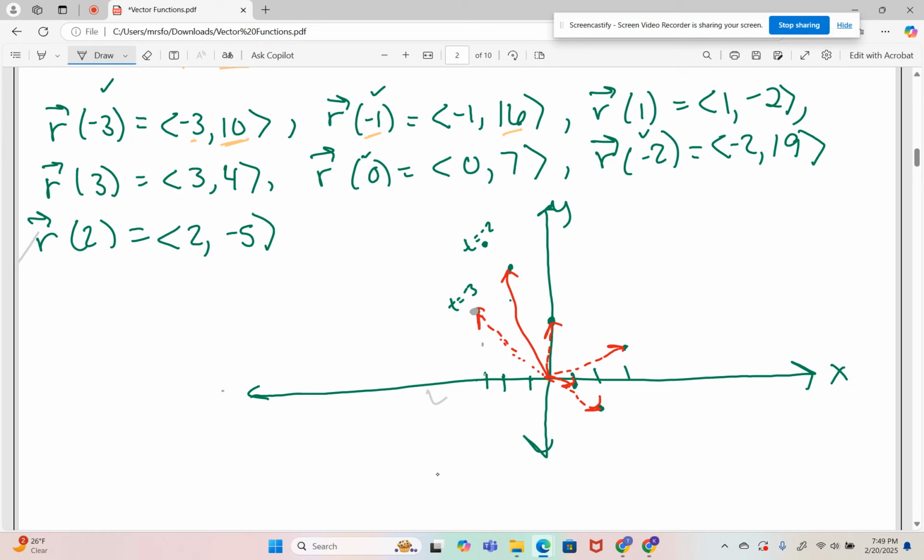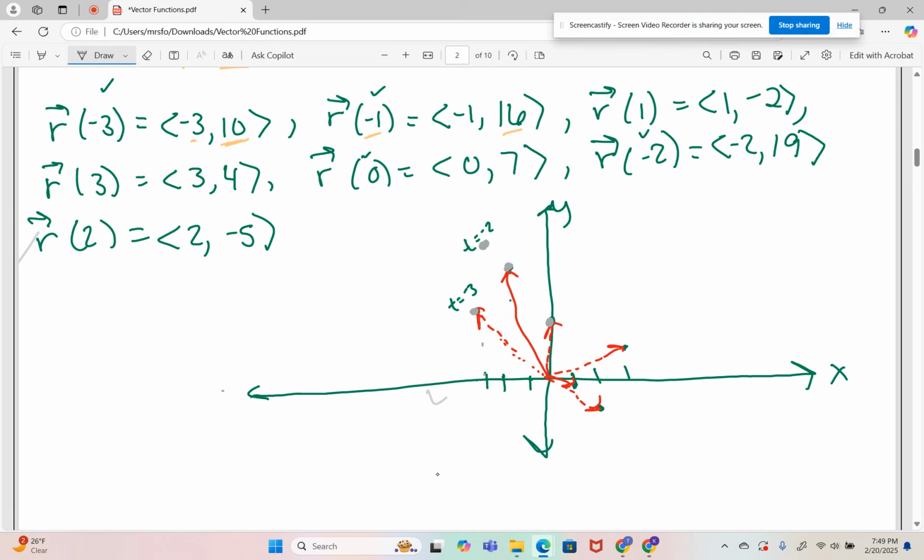I don't look like I have that anymore. So it would be about like, oh no, it's here. That's it. This is it. 16. I kind of went over a little too far. When t is 2, it was at 20 or 19. Negative 2 was at 19. When t is 0, we had <0, 7>.